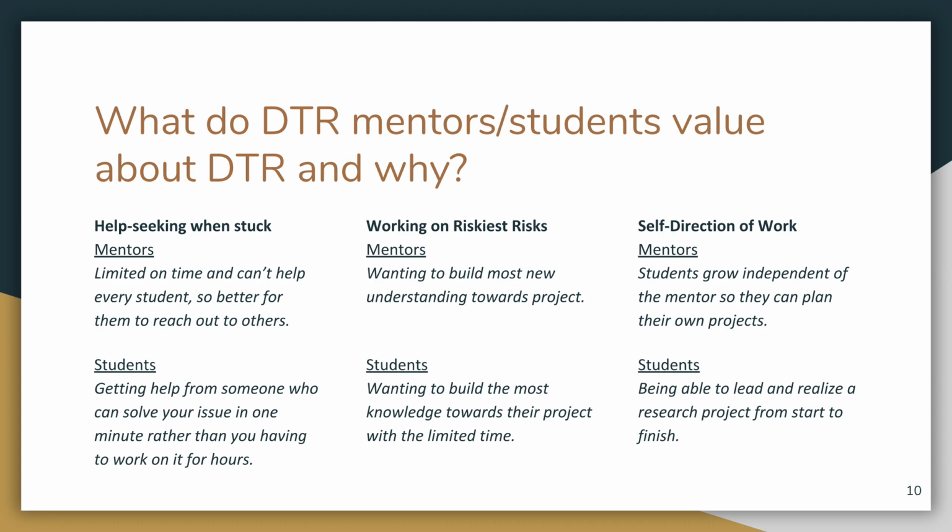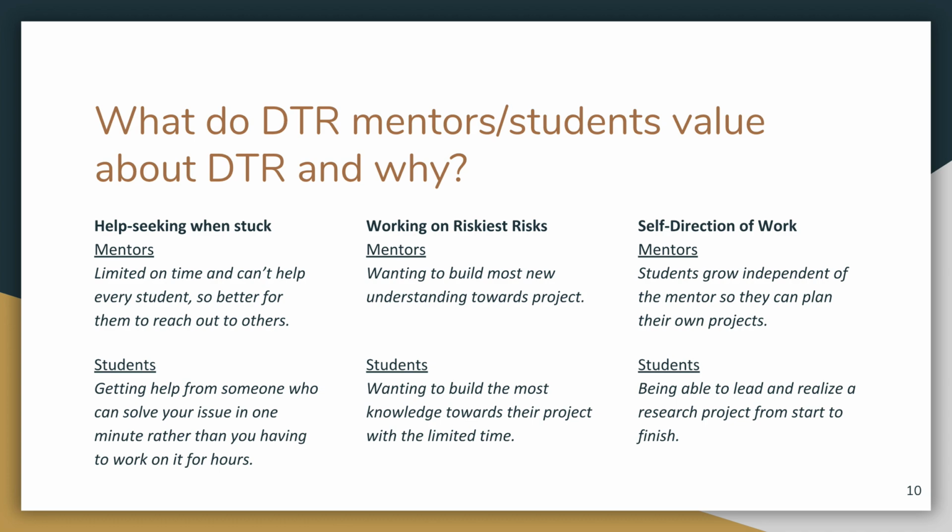And for students, one of the ideas was that if they could get help from someone who knows their issue and they know they can solve their issue in a minute, they'd rather have that than working on some issue for an hour and trying to get it done. Another theme was that both mentors and students wanted to prioritize working on the riskiest risks in a project. For the mentor, that meant that they wanted their students to work towards the most new understanding they possibly could have for their projects. And similarly, students also wanted to build the most knowledge towards their project, especially because of the limited time that they have as a student in DTR.